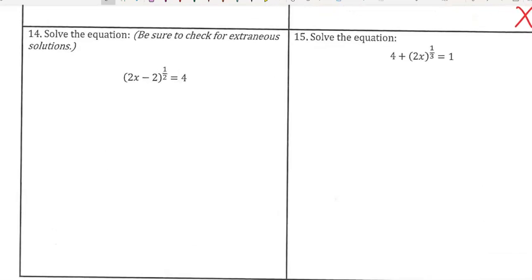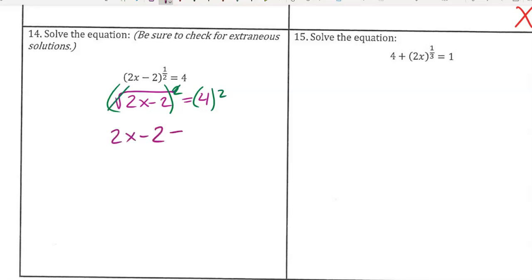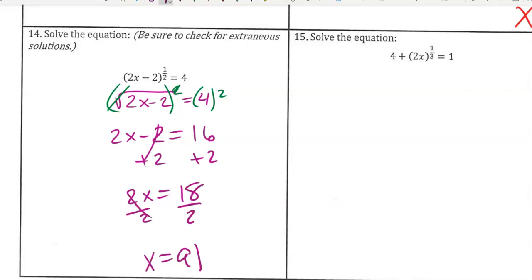All right. Again, a little more solving. Here we have the 1/2 exponent, which can be rewritten as the square root. To get rid of the root, we need to square both sides. 2x minus 2 equals 4 times 4 is 16 plus 2 divided by 2. All right, next.